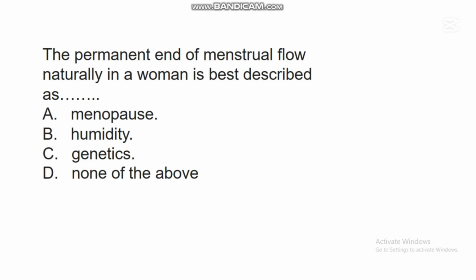The next question says, the permanent end of menstrual flow naturally in a woman is best described as dash. A. Menopause. B. Humidity. C. Genetics. D. None of the above. In this question, the correct answer is A. Menopause. This menopause marks the end of the menstrual flow naturally in a woman. Once a woman attains her menopause stage of life, ovulation will cease and menstruation will also cease.